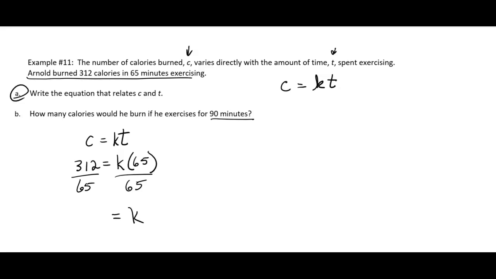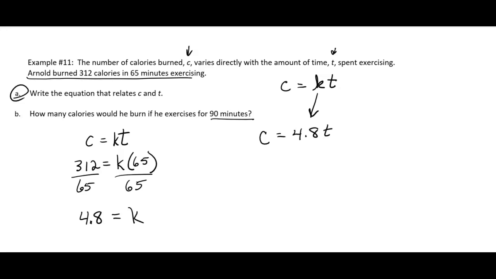A lot of times we'll go ahead and get a decimal for this. Let's see what it is. 312 divided by 65 is 4.8. You could use a fraction, but a lot of times they'll just use a decimal. So 4.8 for k. What that means is I can know how many calories I'm burning based on how much time I exercise by multiplying by 4.8. So I figured out what k was.